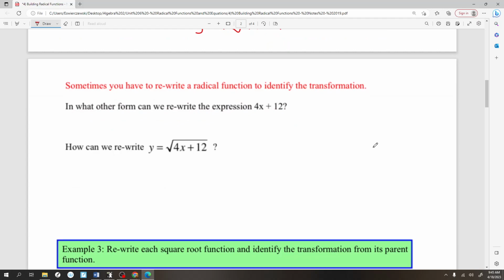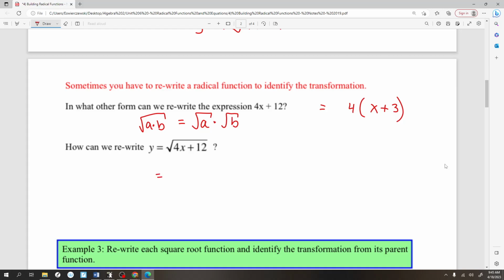In what other form can we rewrite the expression 4x plus 12? Well, we could rewrite this as 4 times x plus 3. Why is that helpful for us? Well, after we've factored out a greatest common factor, we can apply the fact that we can basically take products under radicals separately.